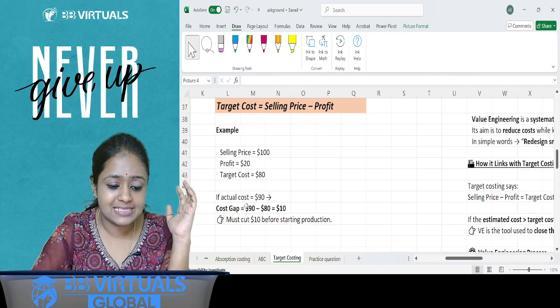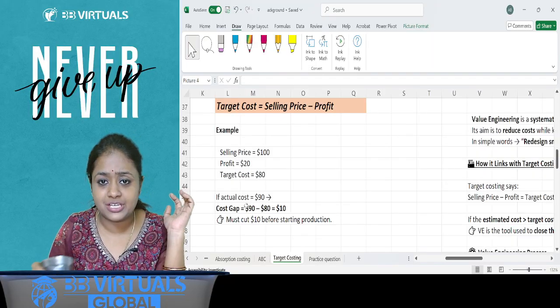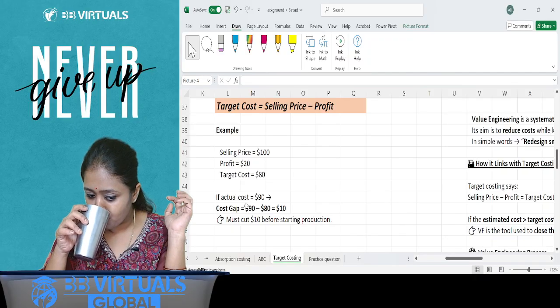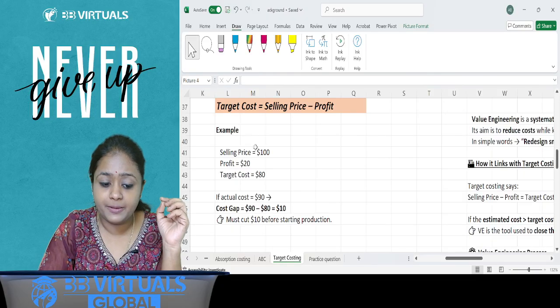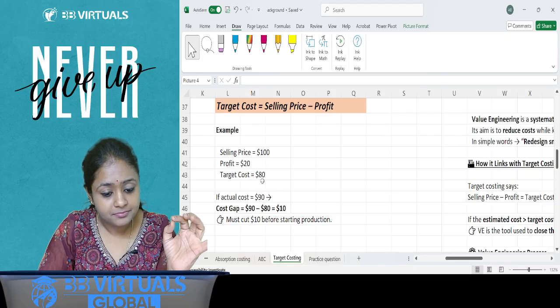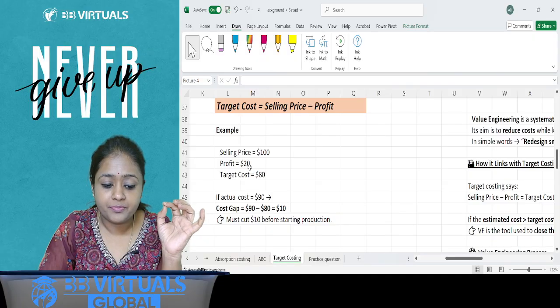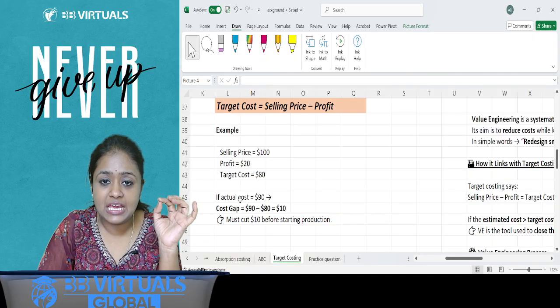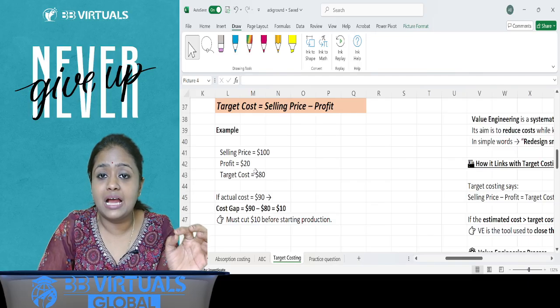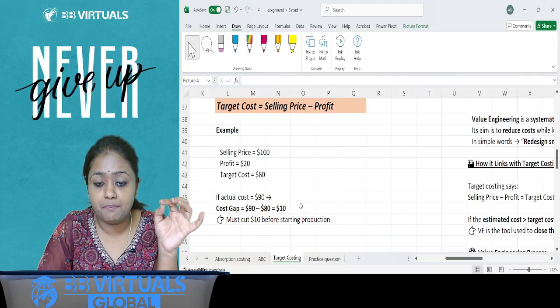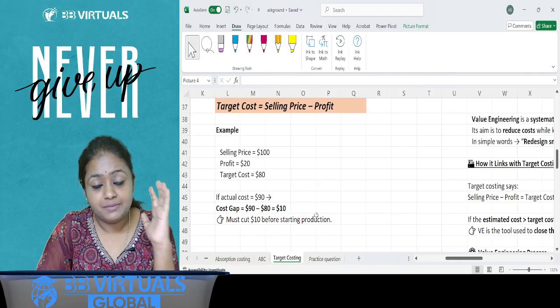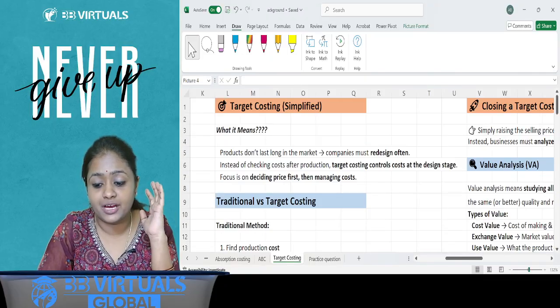I have taken a quick example here just to make it absolutely crystal clear. Selling price is 100, profit is 20, target cost is 80. What is your actual cost? Let's say the actual cost is 90, your target cost is 80, we have to try to reduce this cost gap. And we must reduce it by 10 before we start production, because whatever we can do is before production only.